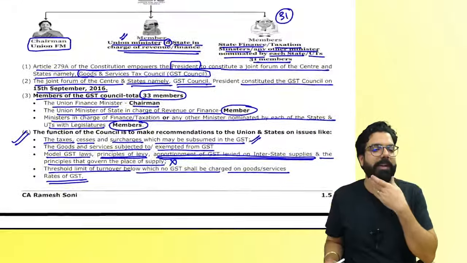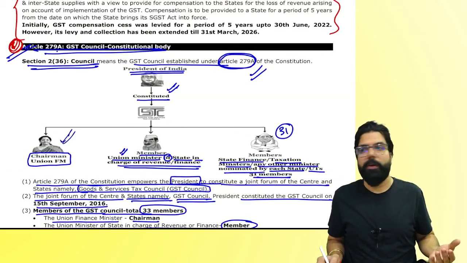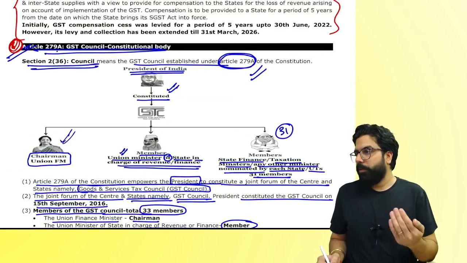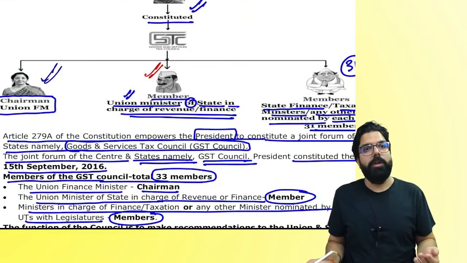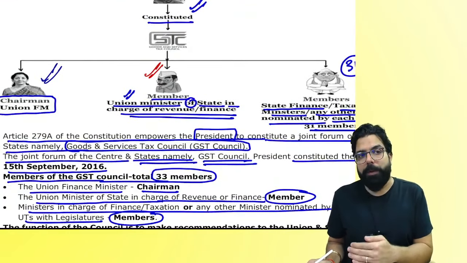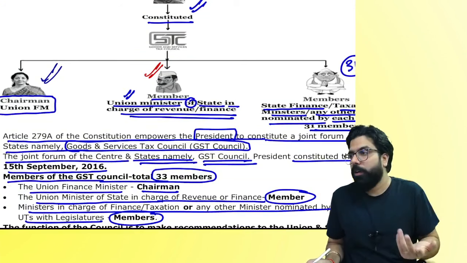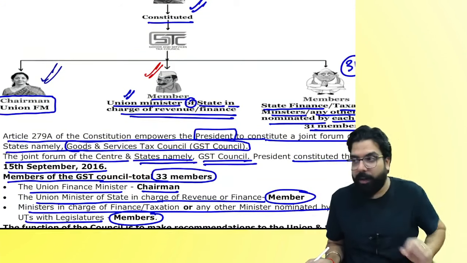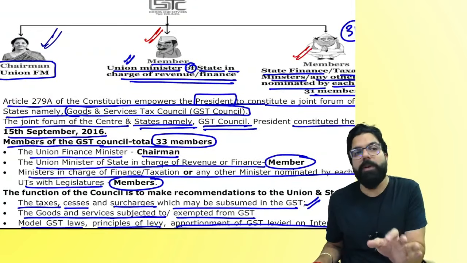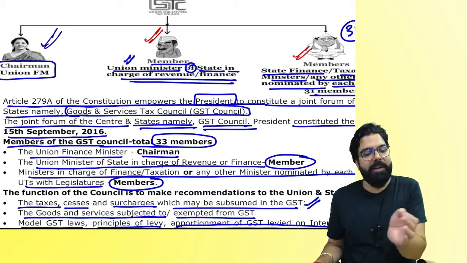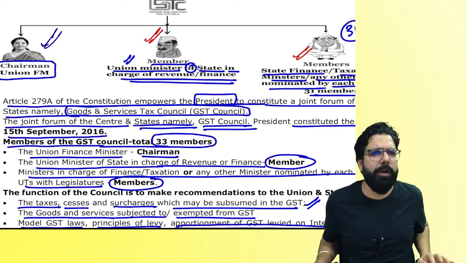GST Council, how many members are there? 33. One is the Union Finance Minister, Miss Nirmala Sitharaman, who is the chairman. Then we have the members. One is the Union Minister of State in charge of revenue and finance, who is a Union Minister, meaning a central government minister. And then we have 31 members from 31 states, either the state's taxation minister or any minister nominated by that state. Can I go ahead, everyone?